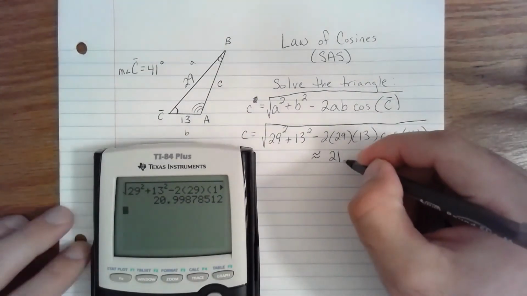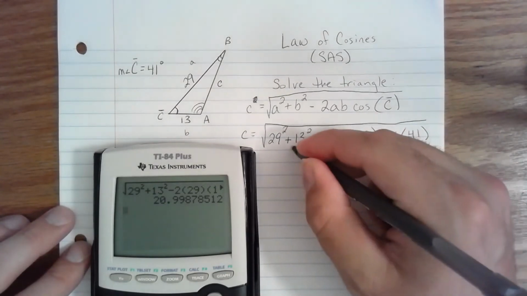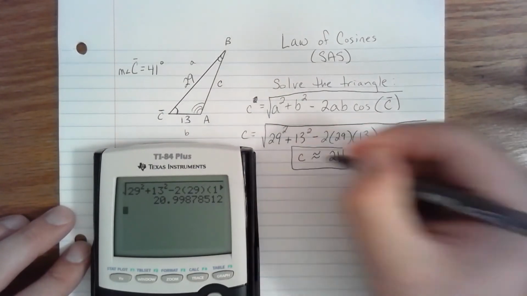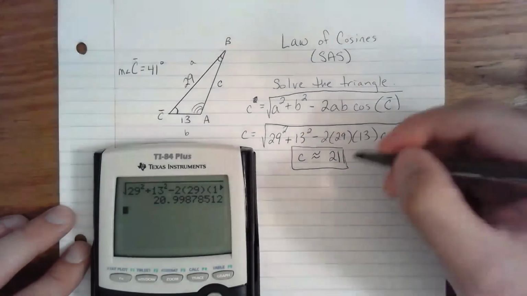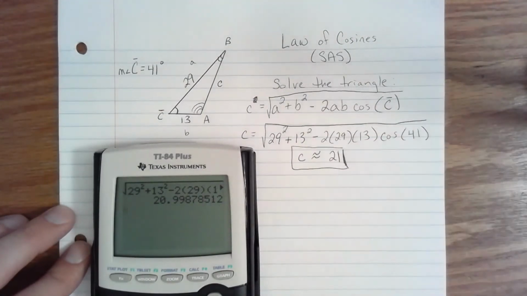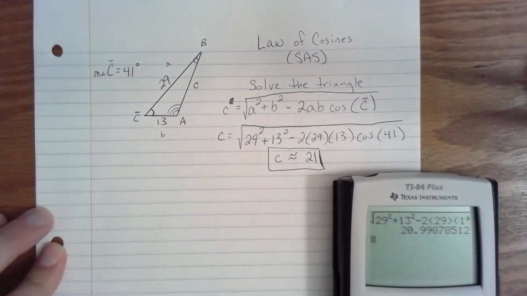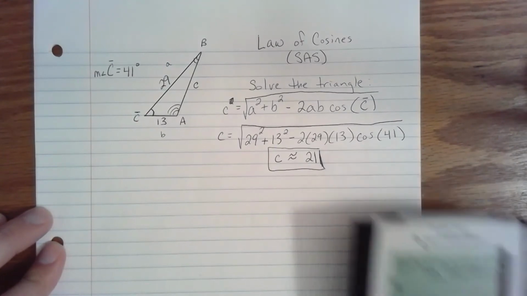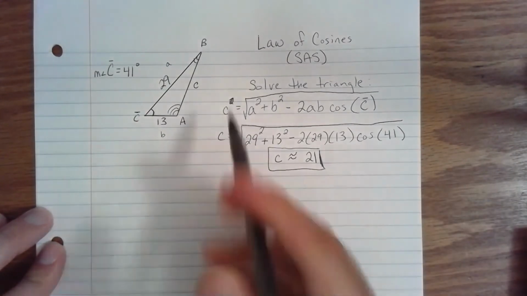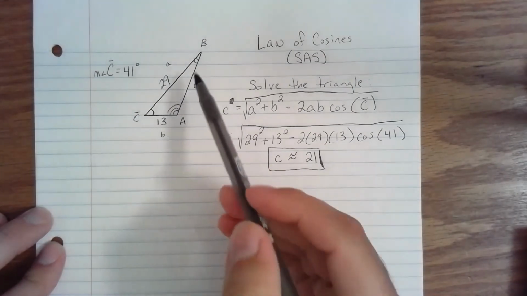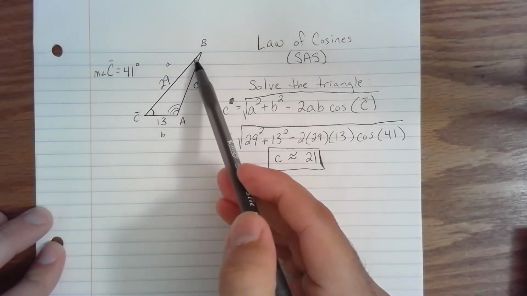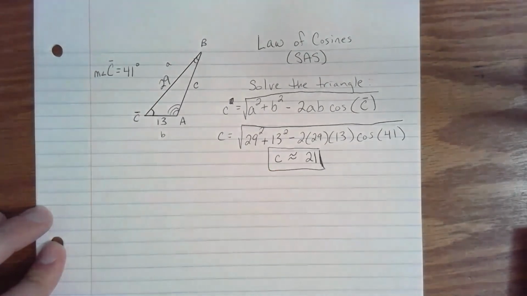So I'm going to call this 21. And so this is going to be the side length for C. And that's little c. And be careful, that almost looked like 211 there. All right. We're not done. It said to solve the triangle, and all we've done is find one little side length. We still need the angle of big B and the angle of big A.